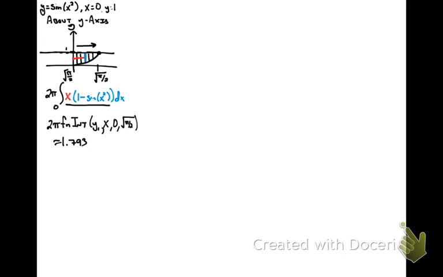1.793, and if you compare that with the answer in the back of the book, which is expressed as 1/2 times pi squared minus 2 pi, this is what you get if you integrate by hand. This is equivalent to 1.793.